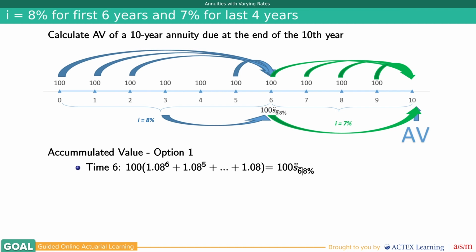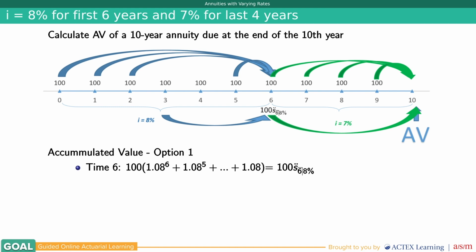This is because the payments are each made at the beginning of the period, and the accumulated value is evaluated one period after the last payment is made. As you can see, the last payment is made at time 5, but the value is calculated at time 6. And this is the classic definition of the annuity due. However, we're not done yet, since we need to calculate the value at time 10.